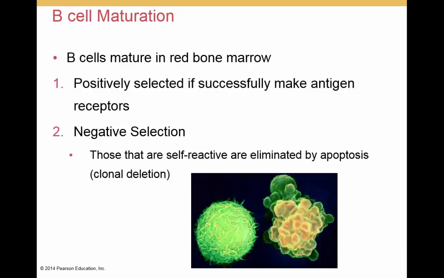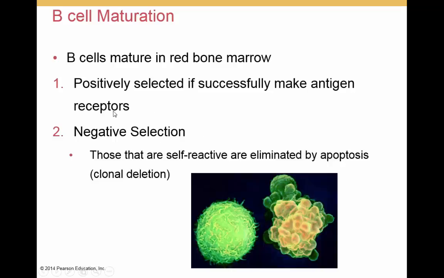B cell maturation. Same idea. It is going to go through two tests, both positive and negative selection. It's going to do this in the bone marrow. And again, if it does not pass these tests, it is going to undergo apoptosis, which you can see here on the right. This is a healthy cell, and this is one that's blebbing off, undergoing programmed cell death. So for B cells maturing in the bone marrow, positively selected cells are going to be occurring if they successfully make an antigen receptor, right? Their antibody. So same as the T cells, they've got to make an antigen receptor, okay, that antibody that fits. Okay, it's going to be able to recognize antigen.